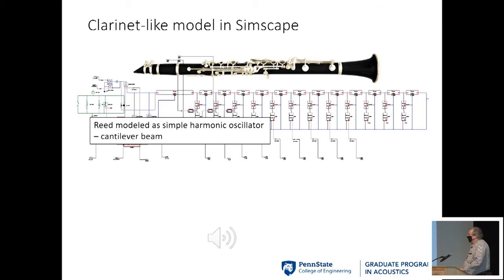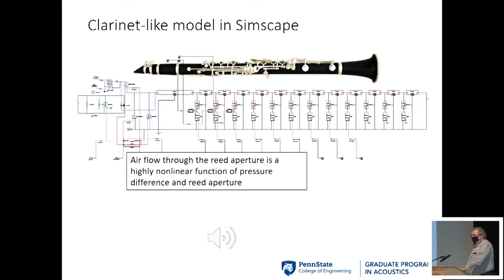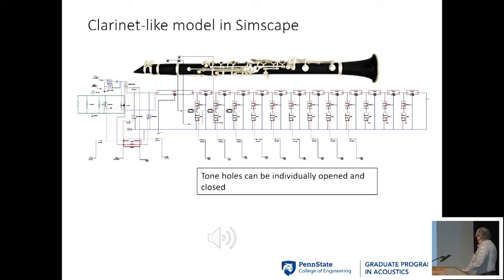The reed is modeled simply as a linear harmonic oscillator, a cantilever beam that opens and closes and allows air to flow through. The airflow through the reed follows a highly nonlinear function, because as you increase the blowing pressure, not only do you increase the flow through the reed, but you also tend to close the reed. And that creates a very significant nonlinear function that actually allows the system to begin to oscillate on its own.